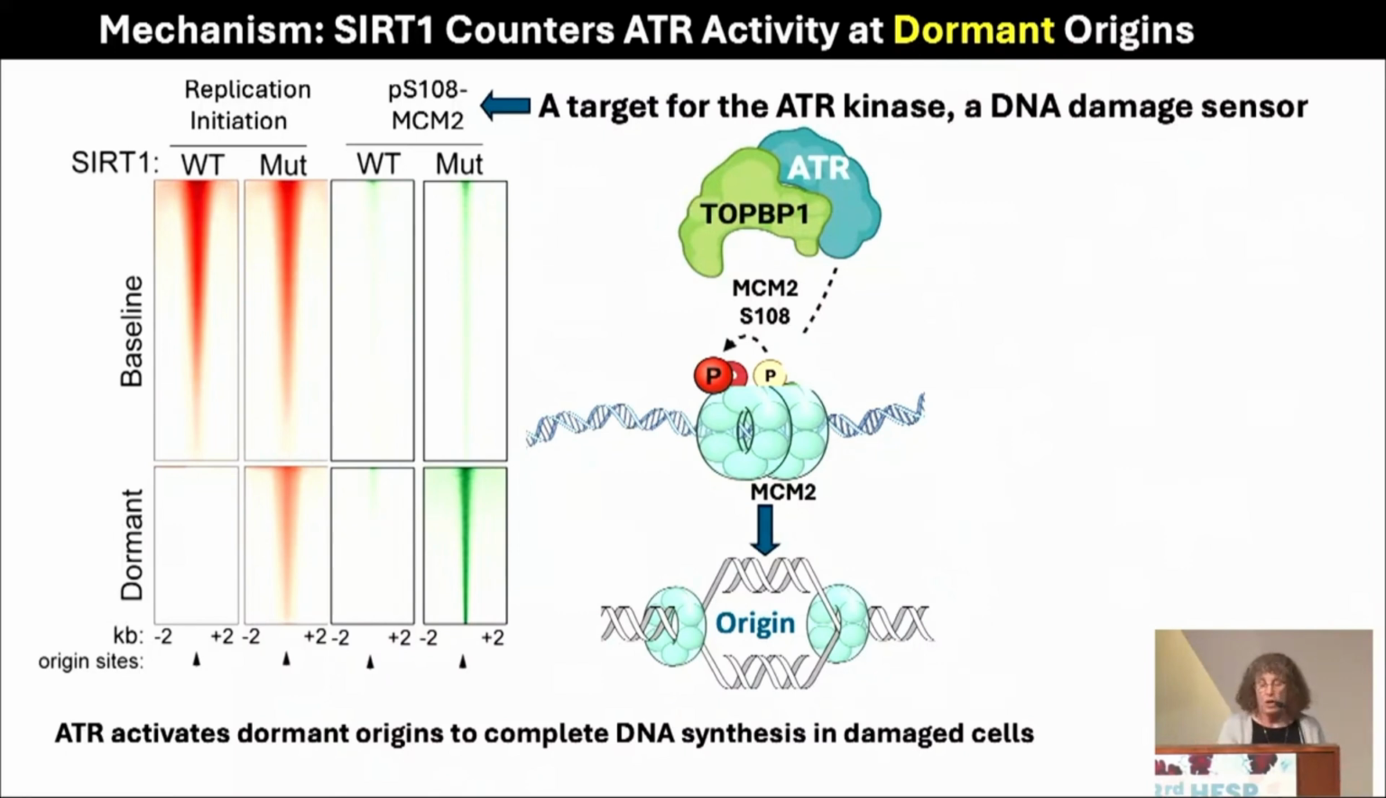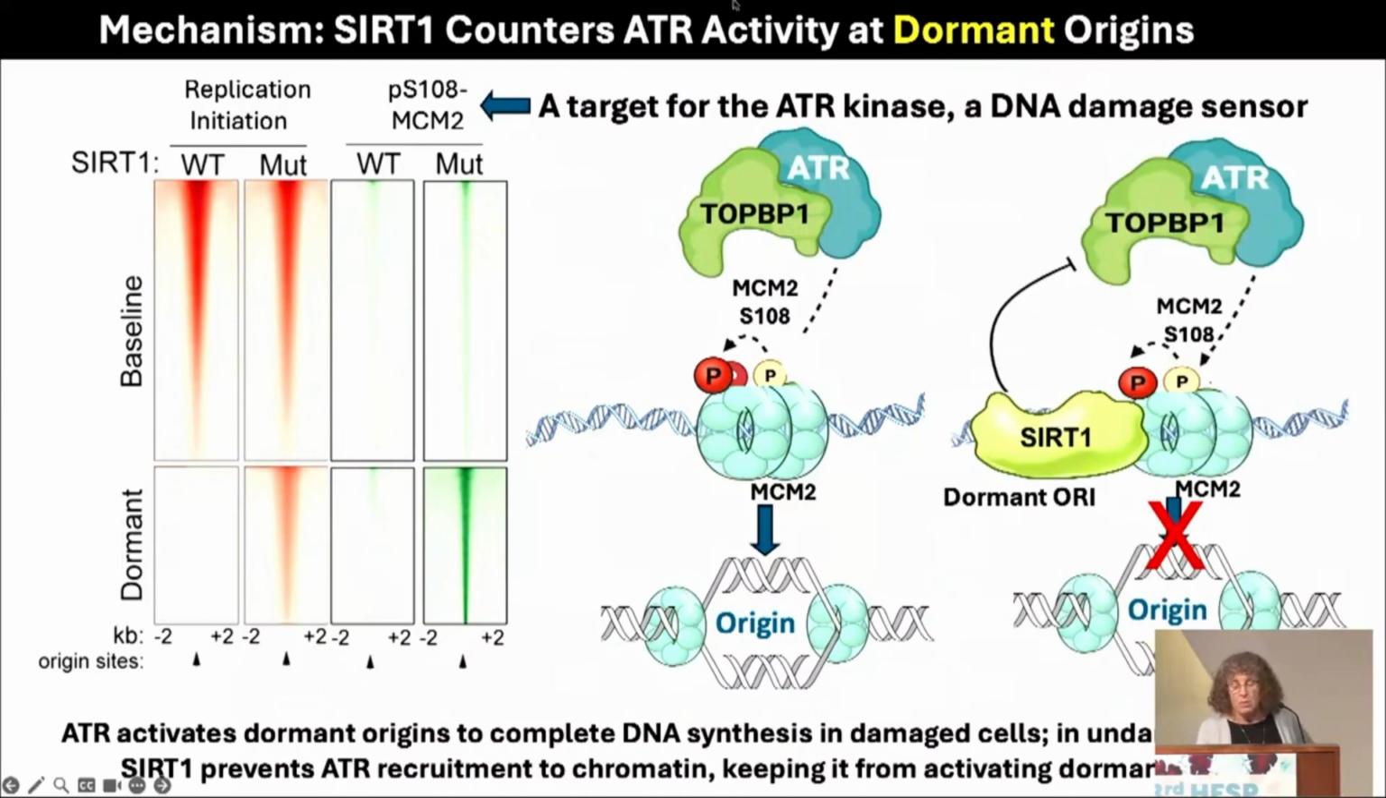dormant origins. The ATR is brought to chromatin by TopBP1. It's a partner of ATR. And SIRT1 is removing an acetyl group from TopBP1. When the acetyl group is removed, TopBP1 no longer binds chromatin and does not recruit ATR, and hence we see that the dormant origin activation is being suppressed.